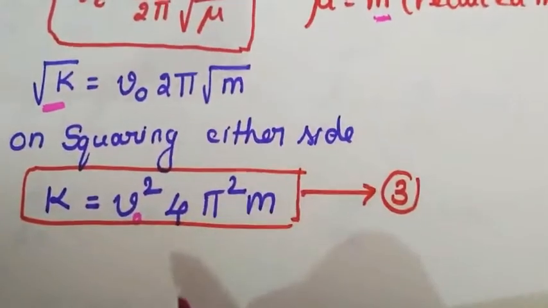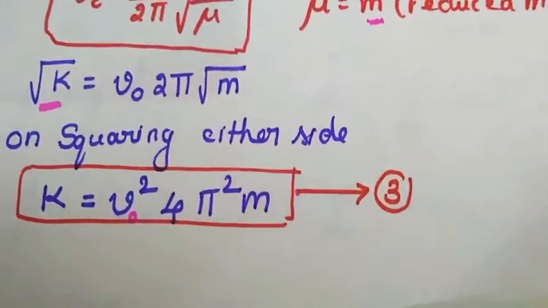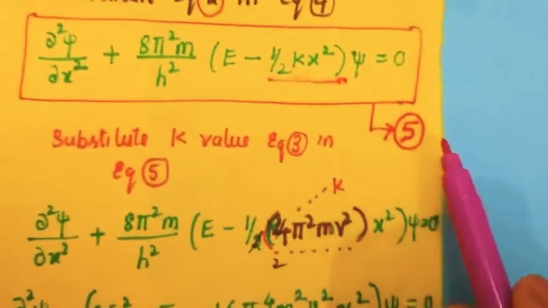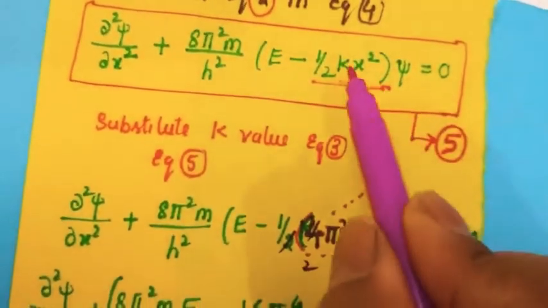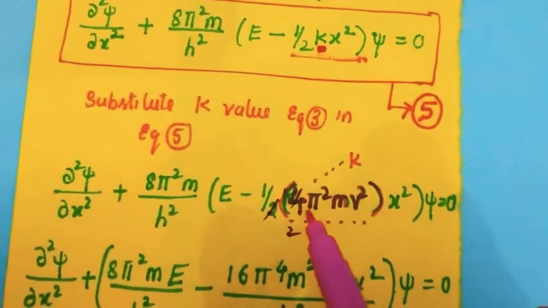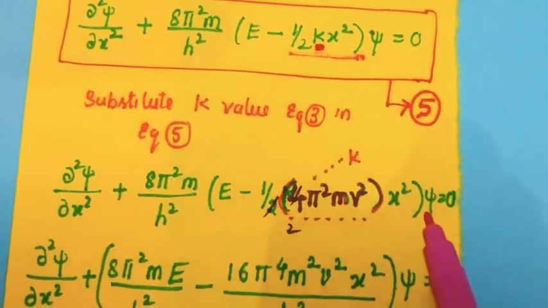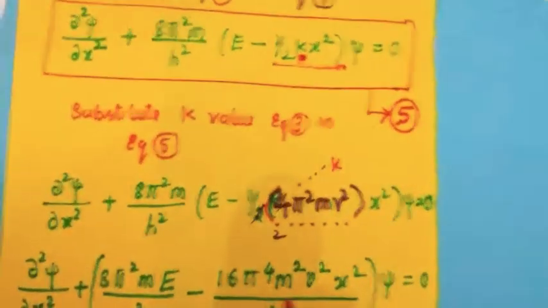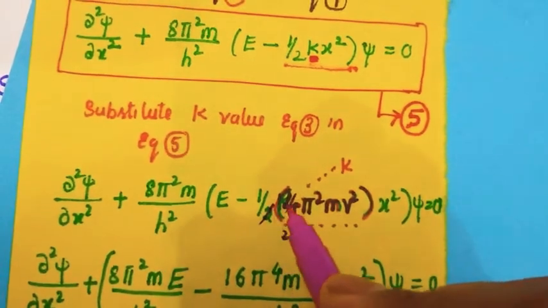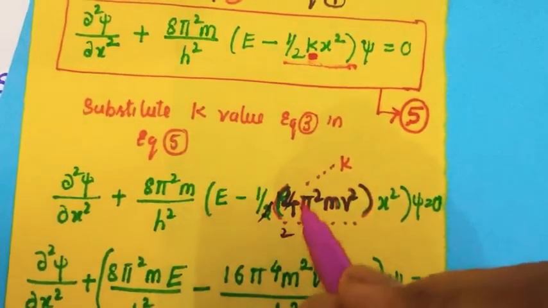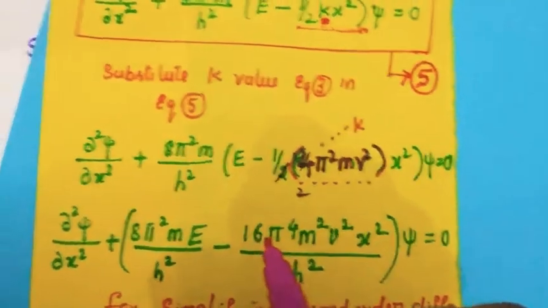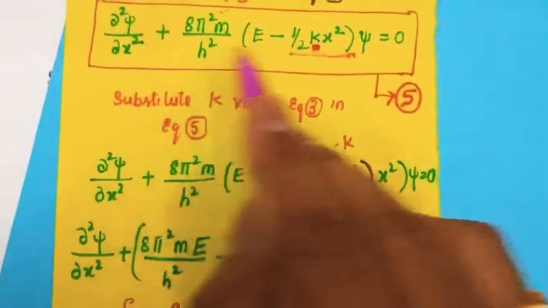What is the k value we have derived here? That is 4 pi square m nu square, right? That is equation 3. If we substitute that equation 3 value in equation 5, that means instead of k we are going to substitute that value, 4 pi square m nu square. You will get this equation. And if you are cross multiplying, here you can see the 2 will get cancelled. Anyway, you will get the ultimate value 8 multiplied with 2, same. The remaining everything is same.